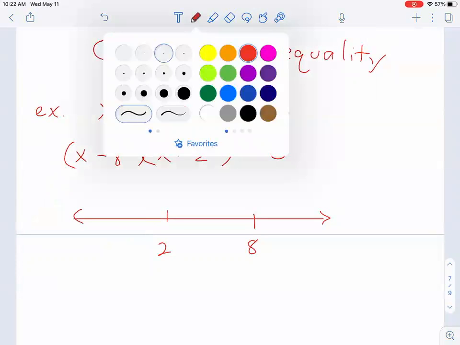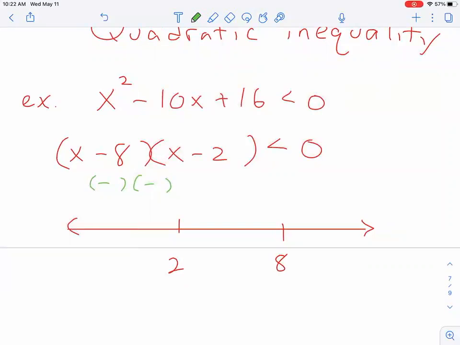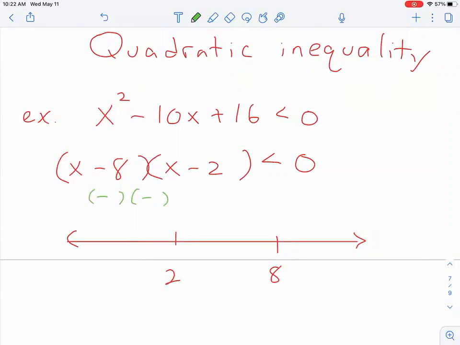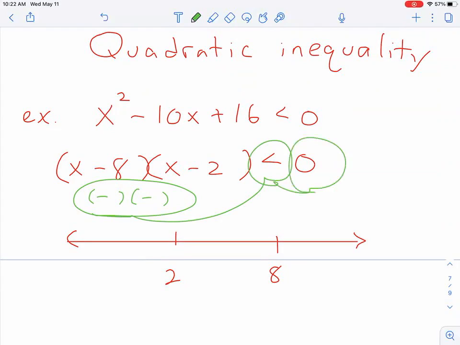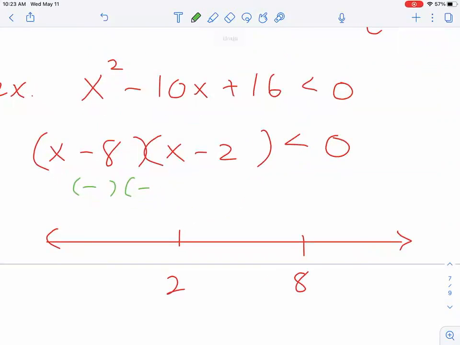So again, I'm plugging 0 in for x here. 0 minus 8 is going to be a negative, and 0 minus 2 is going to be a negative. And is a negative times a negative less than 0? No, it's not, because a negative times a negative is positive, right? And so this region does not work.